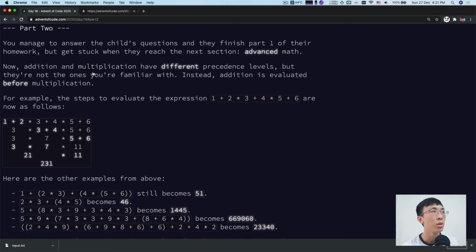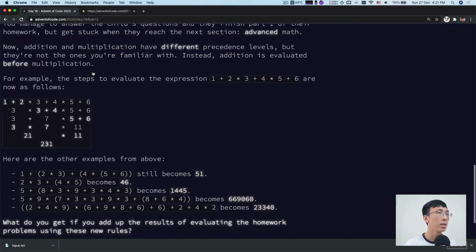So part 2, you managed to answer the child's questions and they finished part 1 of their homework, but they got stuck when they reached the next section, advanced math. So now addition and multiplication have different precedence levels, but they are not the ones that you are familiar with. Instead, addition is evaluated before multiplication. So in this example, to evaluate this you add first. So we add 1 plus 2, 3 plus 4, 5 plus 6, and then we do the multiplication later.